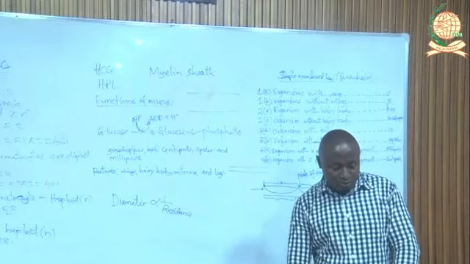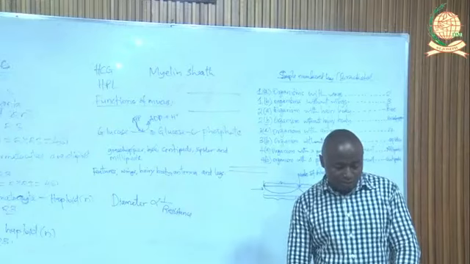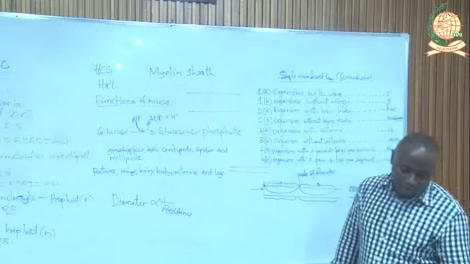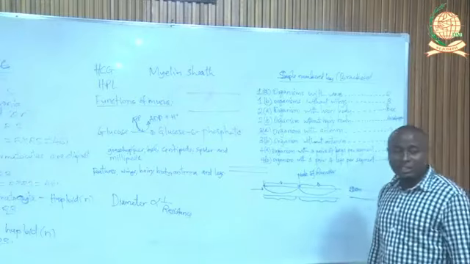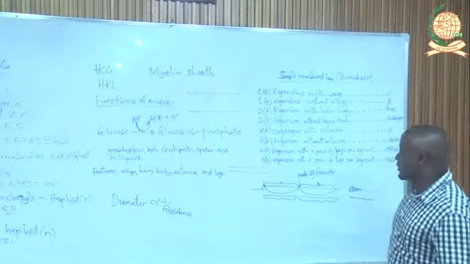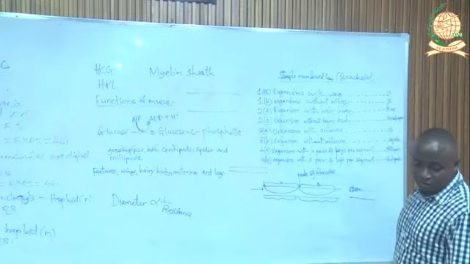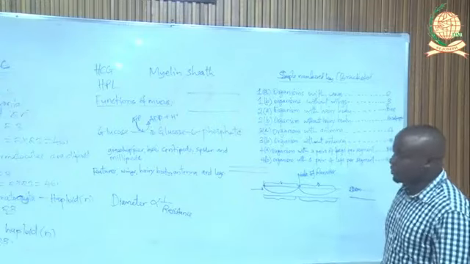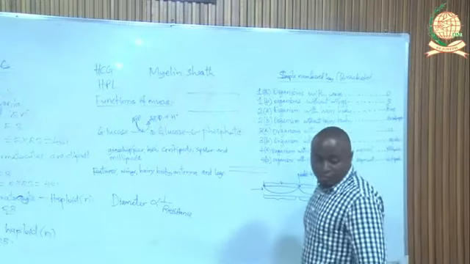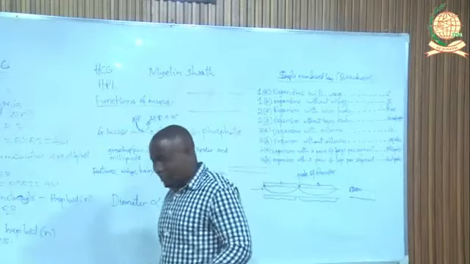Then part B of this question: briefly describe how the following are achieved at the synapse.